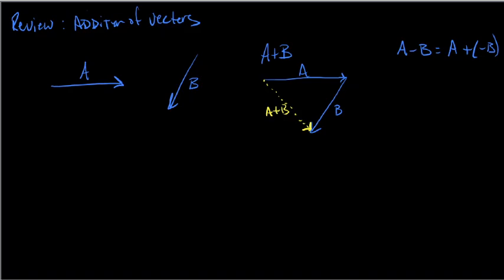So that would be negative B. All right, and so A plus a negative B is going to be, here's A, and the negative B is in the other direction. And so we're going to have, so that's going to be A minus B.